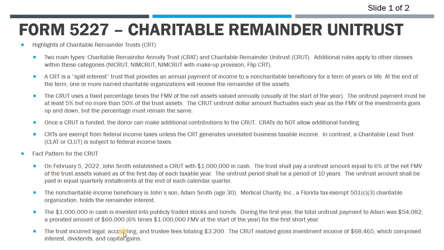All right, so let's look at the fact pattern here, and then we'll start looking at the return and those financials. So this is going to be a CRUT that was set up in February 2022. John Smith funds it with $1 million in cash. Now, the trust agreement says that it's going to pay a unitrust amount equal to 6% of the net FMV of the assets valued as of the first day of each tax year.